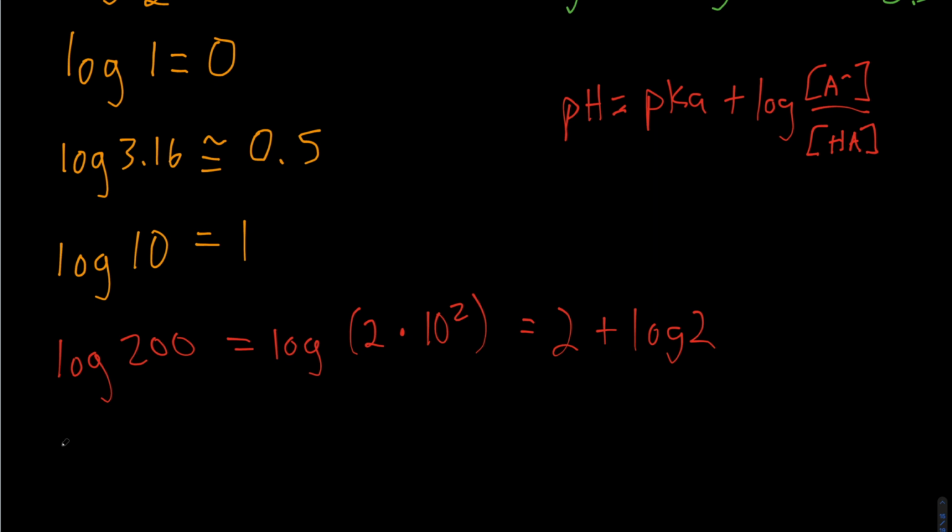And even if you don't know it, you can estimate it. If you know log of 10 is 1, you just take the next magnitude of 10, so you know log of 100 is equal to 2. So you know any value between 10 and 100 will have a log between 1 and 2.